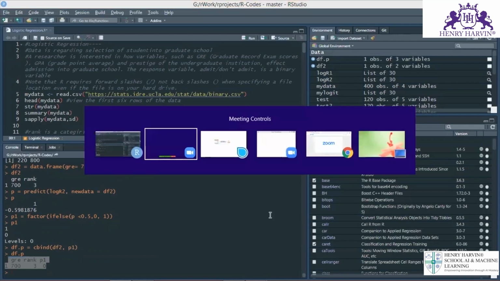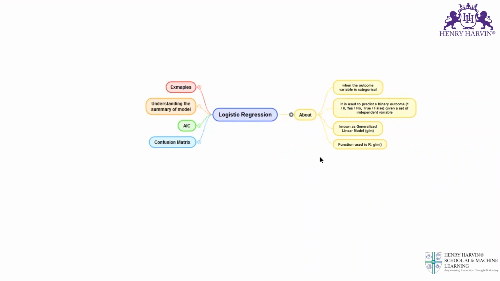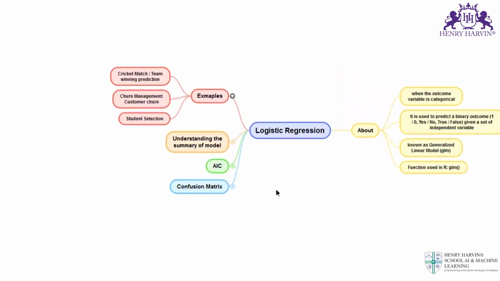Let's sum up logistic regression. We covered that in logistic regression the outcome is a categorical value, whether the student will be selected or not, so it is a binary outcome. It is also known as the generalized linear model, for which we use the function glm. Then examples of logistic regression were a cricket match, whether the team will win or not; we see the prediction when we watch a match.